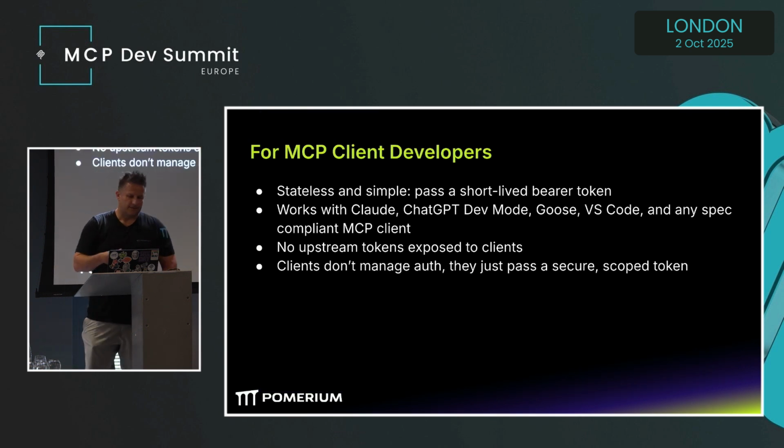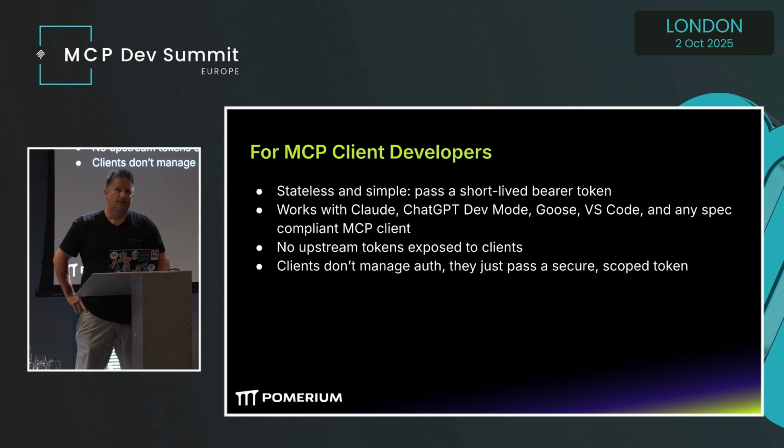Like I said, it's stateless and simple. You get a short-lived bearer token back to the MCP client, and this works with any MCP client that's up to the standard. So that's Claude, ChatGPT, and Dev Mode now, which came out I think like a week ago. Goose, which we've heard of, and I'll be showing Goose a bit later too. VS Code, and I don't know any other MCP clients aside from the demo I built that handle this.